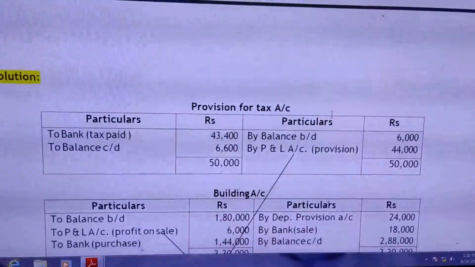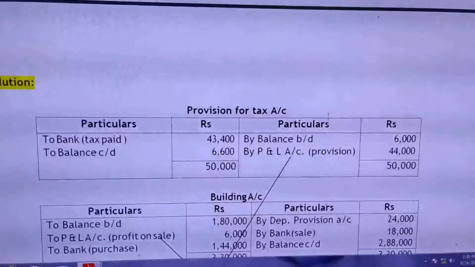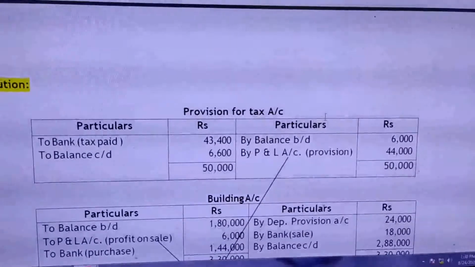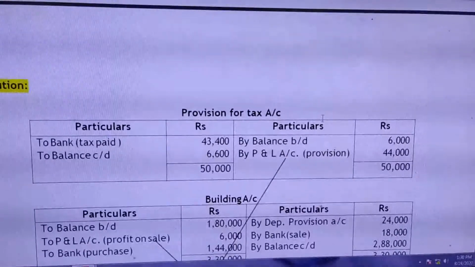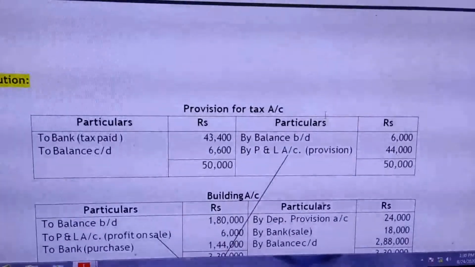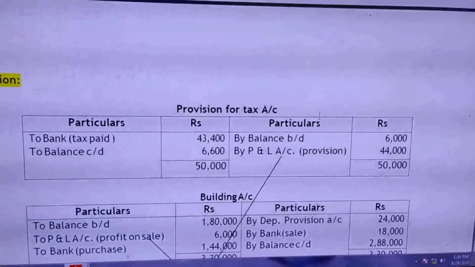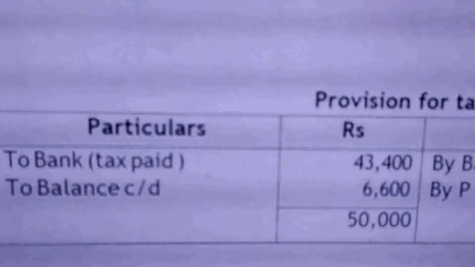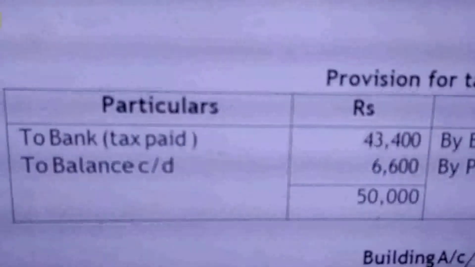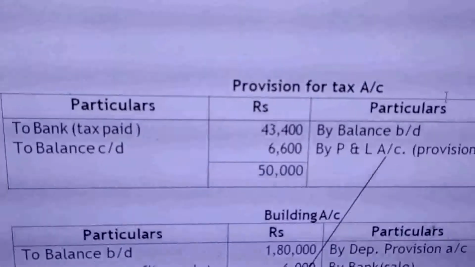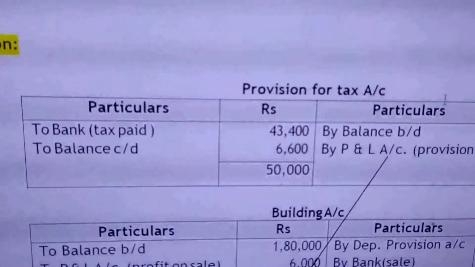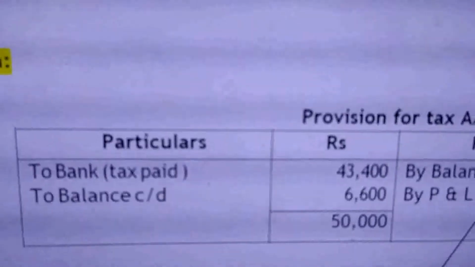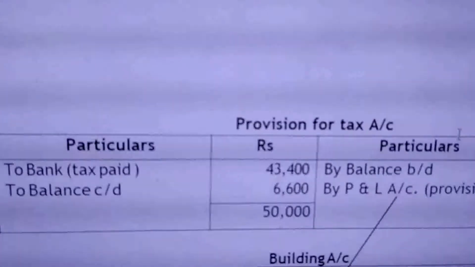Then what is the profit and loss account provision? The provision is 44,000, which is taken from the profit and loss account. Now the balancing figure is 43,400. It means that a cash outflow of 43,400 rupees you have paid for tax. So with the help of preparing the provision for tax account, you can identify the payment of tax 43,400, which is a cash outflow. Okay.